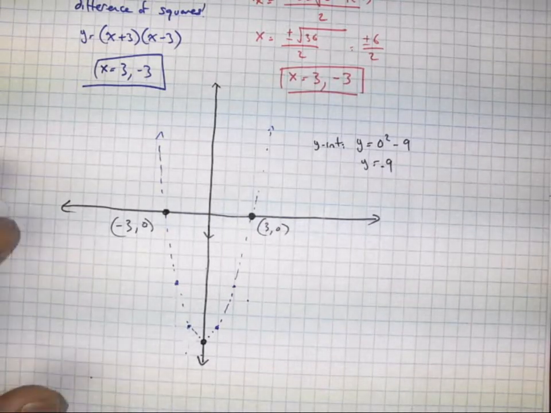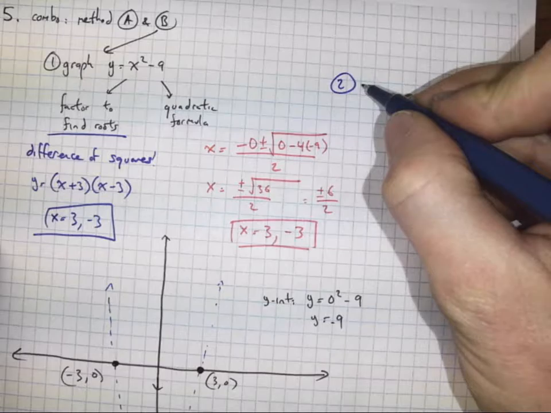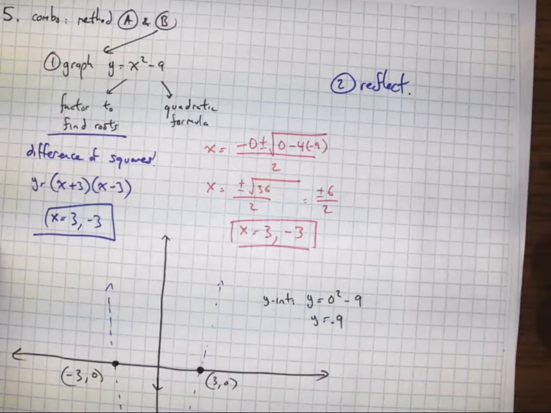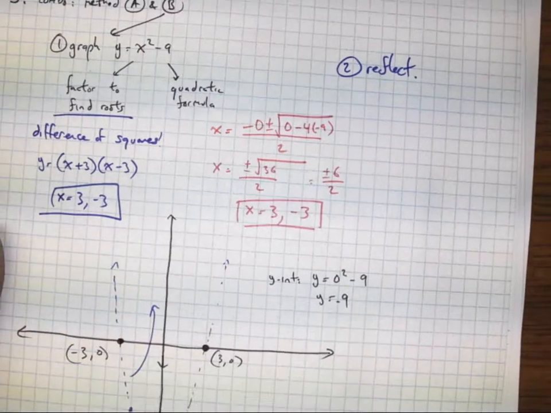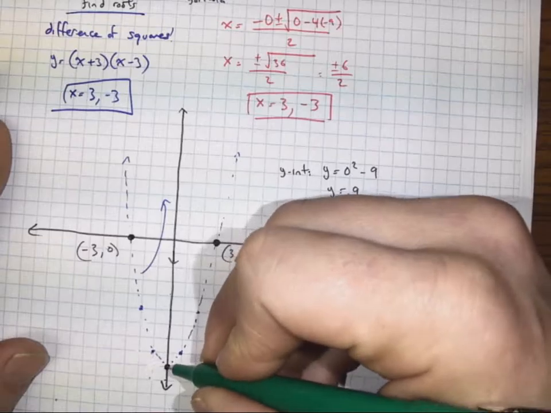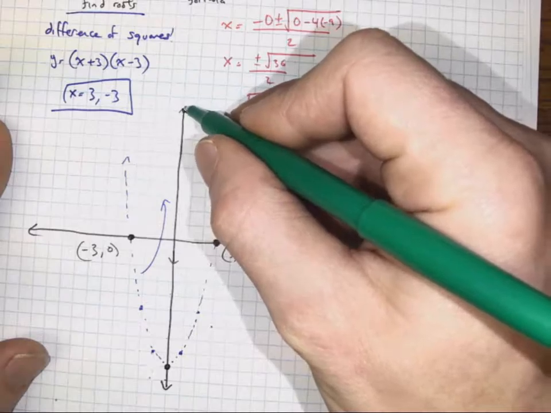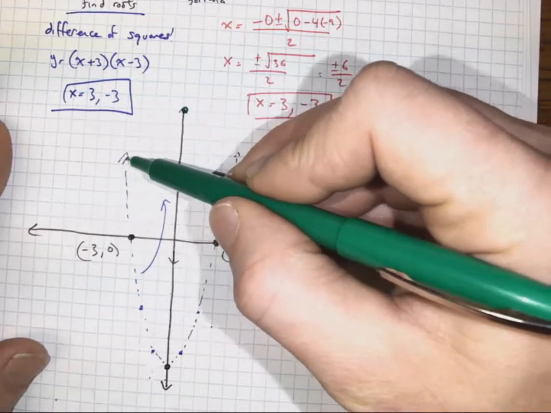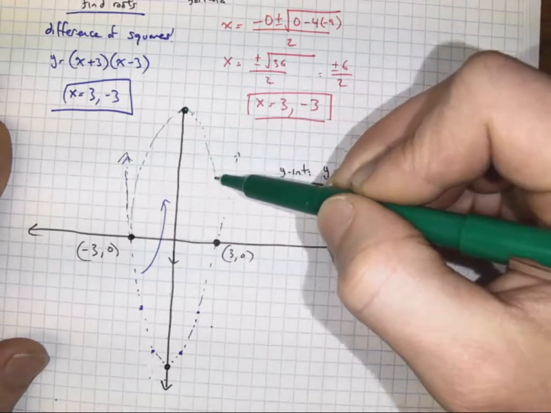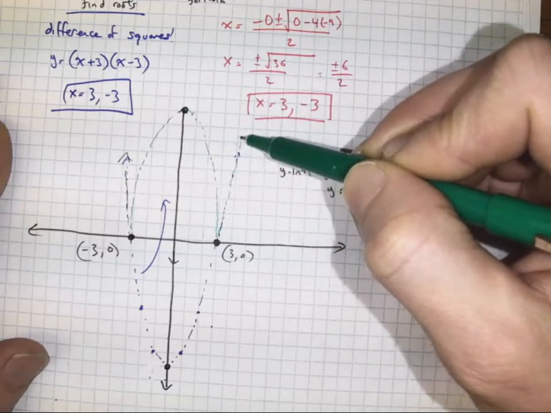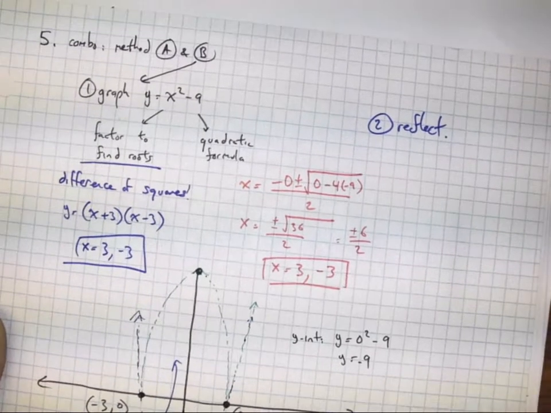All right, now for part 2, we're going to reflect. And so that means all of these guys are going to be flipped upward. So instead of being at (0, -9), it'll be at 0, 1, 2, 3, 4, 5, 6, 7, 8, 9. Positive 9. Now I'm actually going to just keep this as a dotted line. And the reason for that is we haven't addressed the last step.